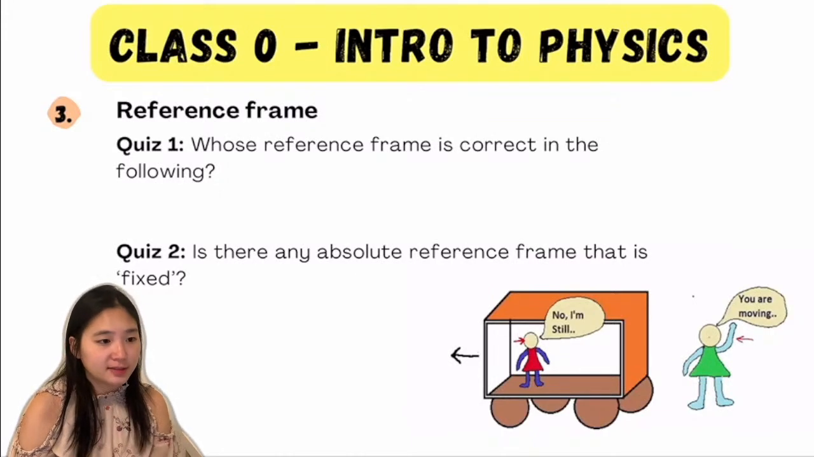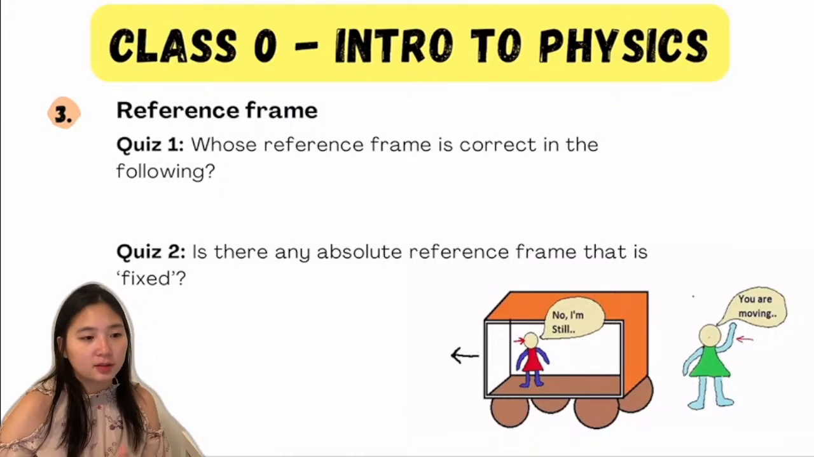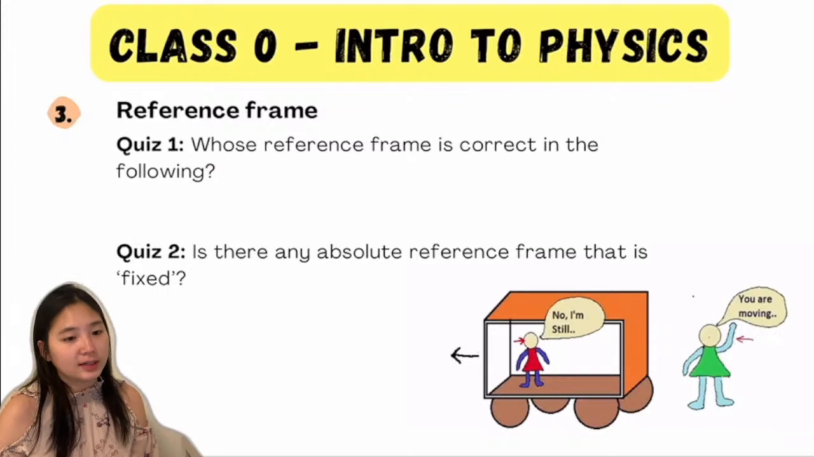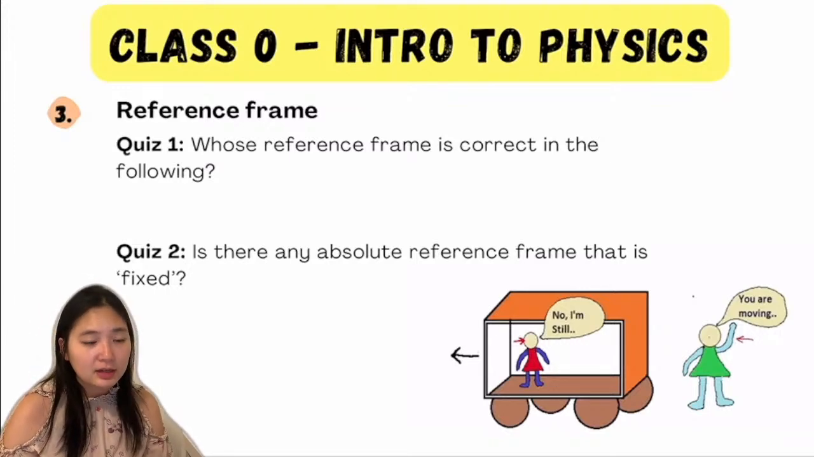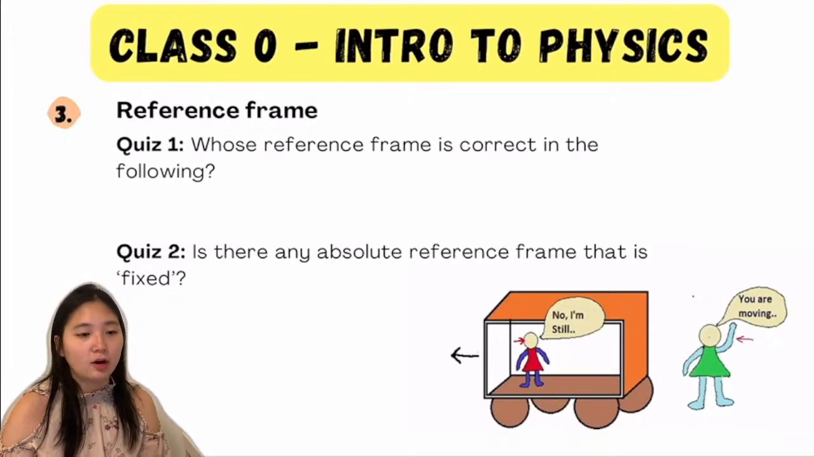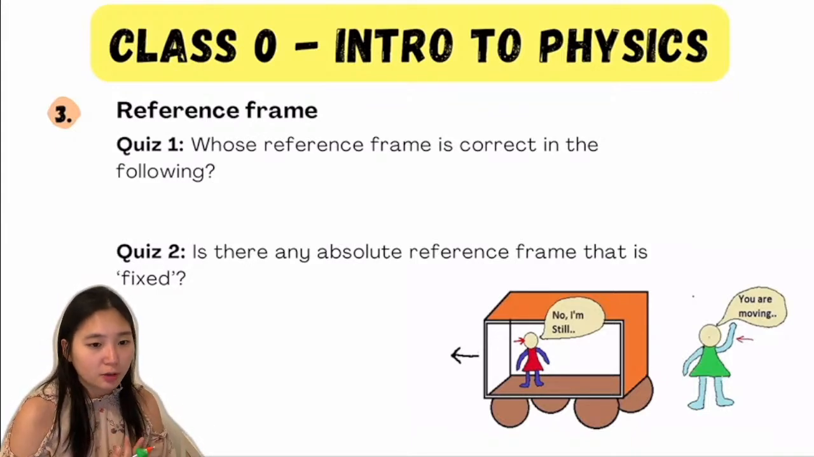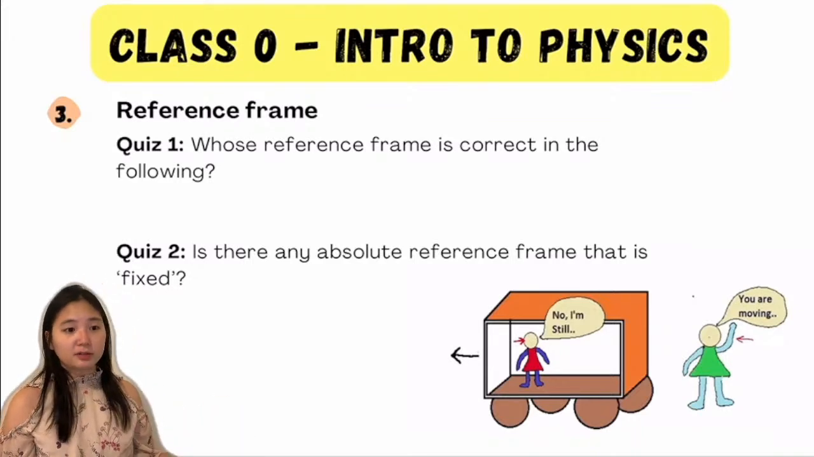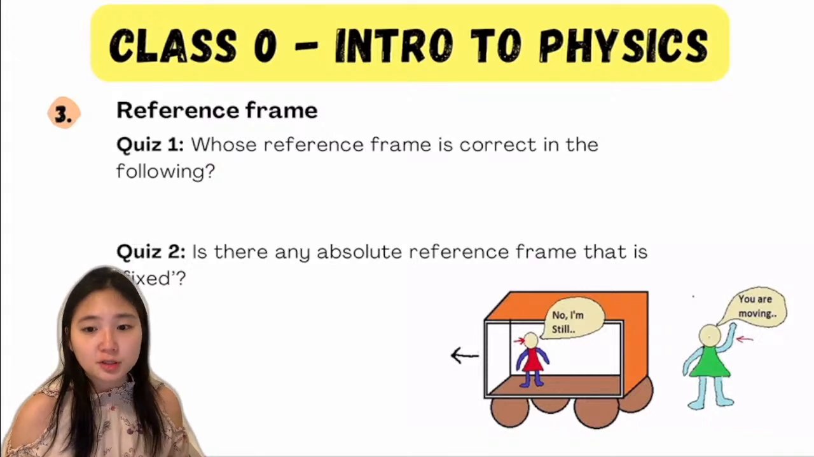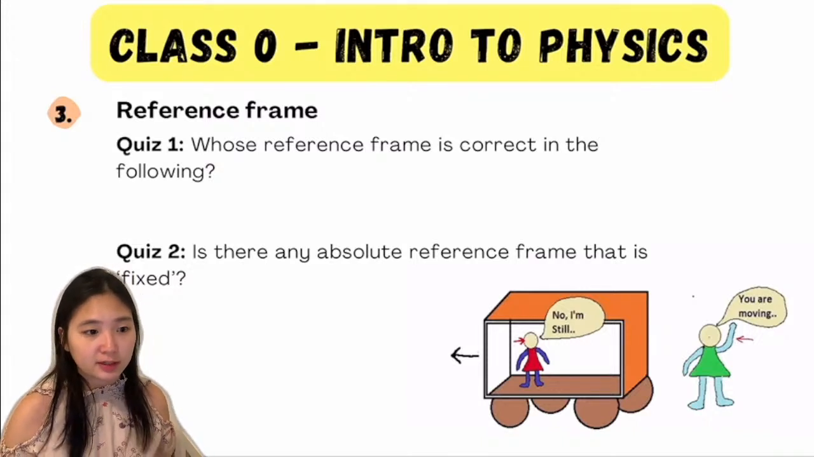So let's say in this example, the kid in the bus is claiming that he's not moving, he's standing still, but the kid standing outside the bus is saying that, oh, actually you are moving, and they have this miscommunication going on because they're using two different reference frames. So whose reference frame is the correct one? Actually, both of them are correct.